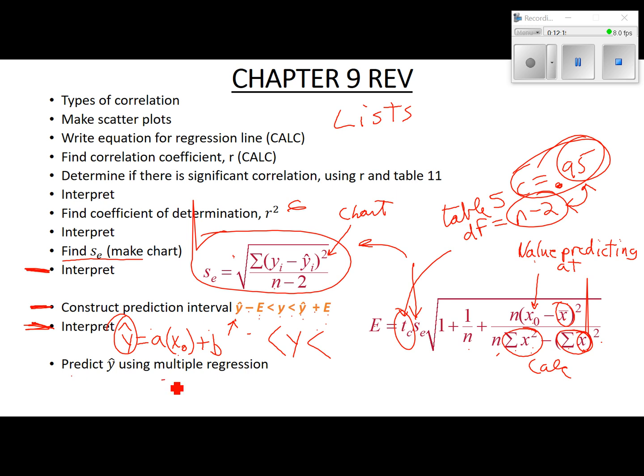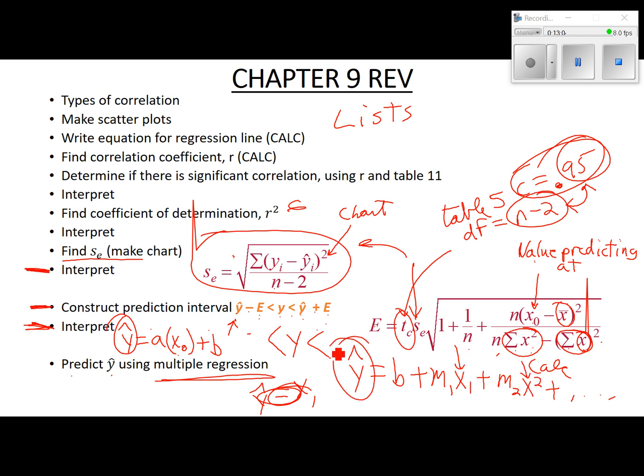Predict y hat using multiple regression. All this was that last section, and it was fairly easy. All you're going to do is stick in however many x's they tell you. They're going to have a linear multiple regression equation, and it's going to look something like y hat equals b plus m1 times x1 plus m2 times x2 plus so on, so on. However many x's there are for that equation, you're just going to take their equation and plug in here, plug in there, and predict what y hat is for those certain things. Those aren't all that real difficult.